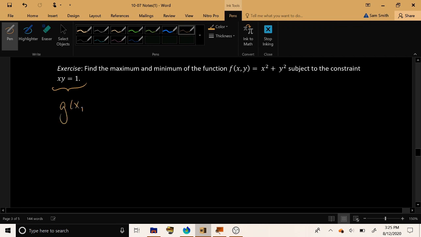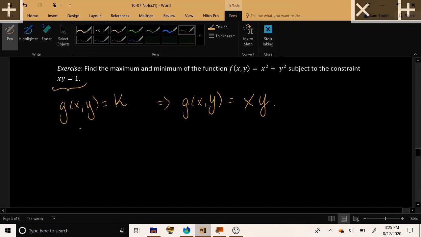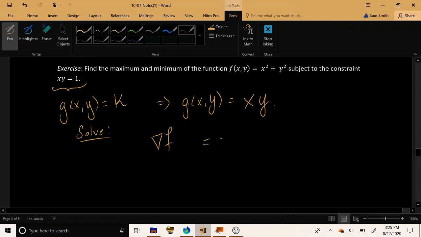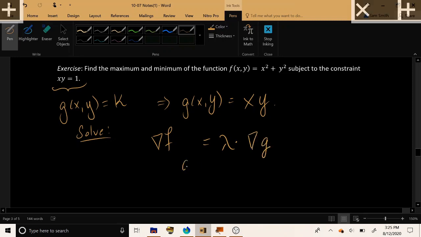G of xy equals a number. So our g of xy is equal to x times y. And we need to solve two equations. Gradient f equals lambda times gradient g, and solve constraint equation equals k.